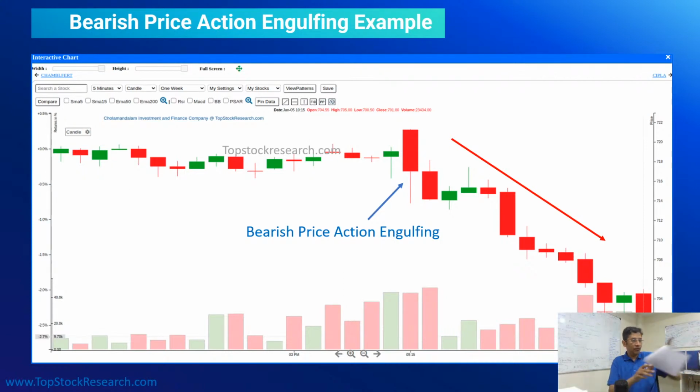Let me see if the team has found any example other than these. No, we don't have. This kind of engulfing is a relatively rare pattern. So you may not get it every time you look, but when you get it, you should make the best use of it.